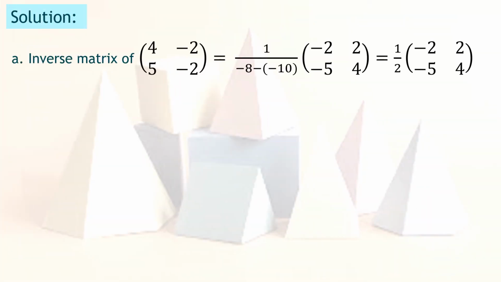So first, we are going to have A. So let us have the inverse matrix of 4, negative 2, 5, negative 2. So using the formula, we have 1 over negative 8 minus negative 10 times negative 2, 2, negative 5, 4. And it is equal to 1 half, because negative 8 minus negative 10 is positive 2, times negative 2, 2, negative 5, 4. And then we are going to have B.